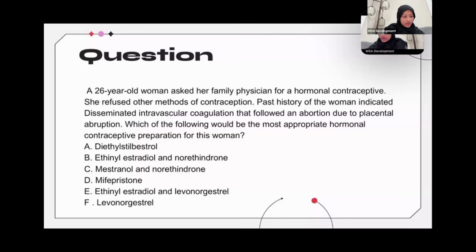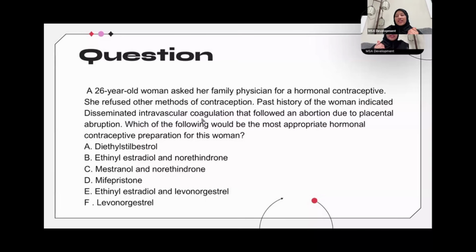A 26-year-old, sorry, wait, let me just check. Yeah, a 26-year-old asking for a hormonal contraceptive, with DIC following an abortion. Which of the following is the most appropriate hormonal contraceptive?